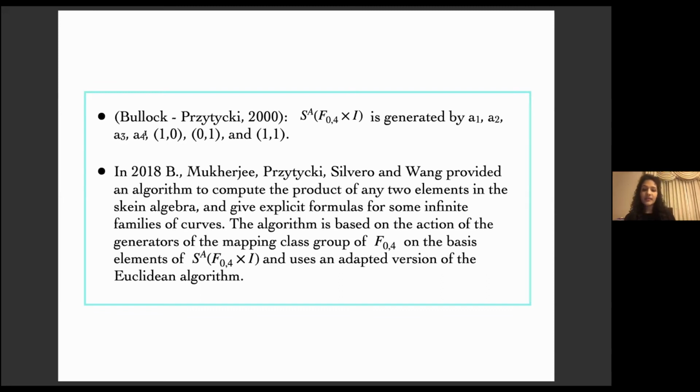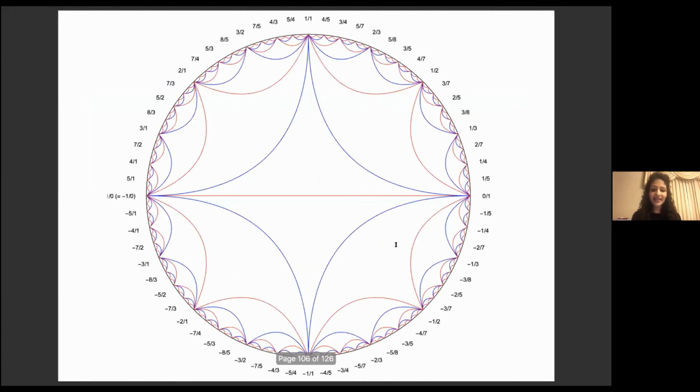This algorithm is based on the action of the generators of the mapping class group of the four-punctured sphere on the basis elements of the skein algebra, and we also use an adapted version of the Euclidean algorithm. The mapping class group of the four-punctured sphere is PSL2Z semi-direct product with Z2 cross Z2. So we have the PSL2Z action on the basis elements of this Kauffman bracket skein algebra, and this action is encoded by the Farey diagram. This is a very pretty diagram, as you can see.